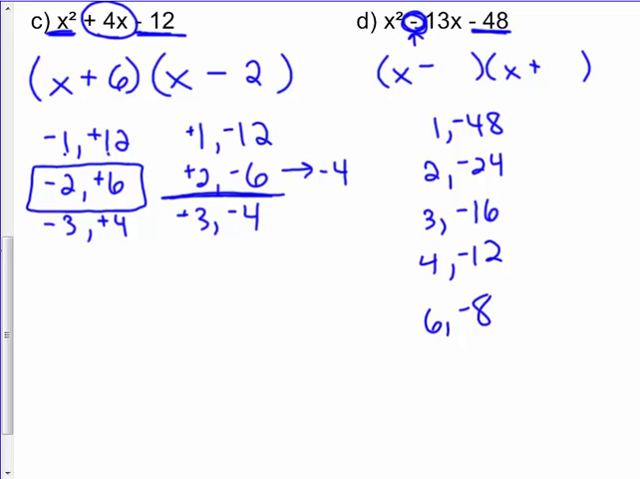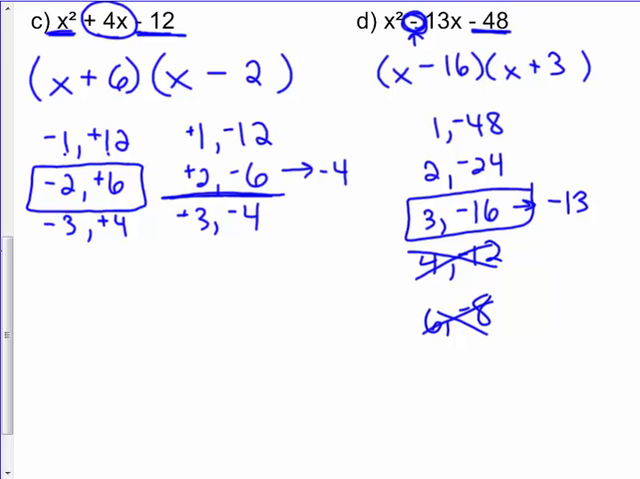So if I look, it's a negative 13. Okay, well, 3 and negative 16, that adds to negative 13. Now, you could definitely cross those two out here: 4 and negative 12, 6 and negative 8. And here's why. If I wanted a negative 13, I know that the negative number has to be bigger than negative 13.